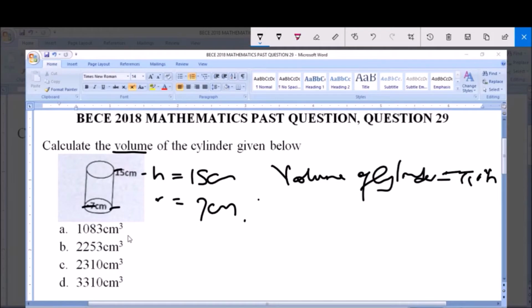Now imagine dividing each cylinder into what? Into tiny circles. Now when you add the circles together, what happens? It gives you the complete cylinder. Now adding these circles together will give you what? The height of the cylinder.